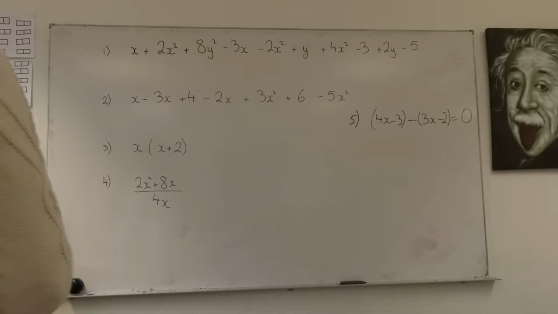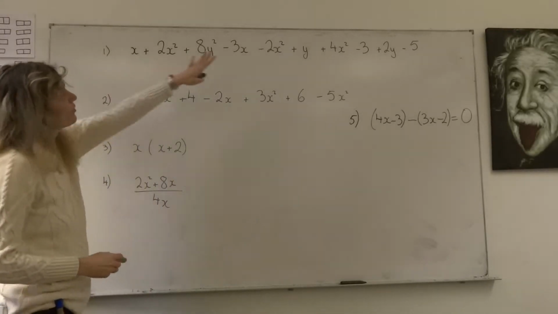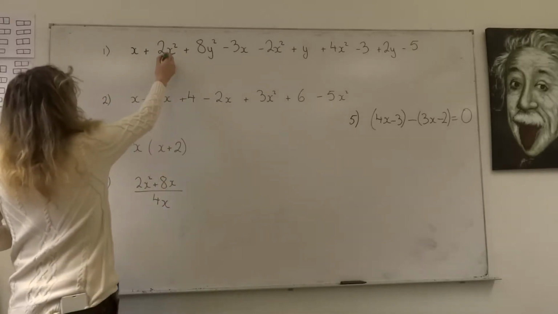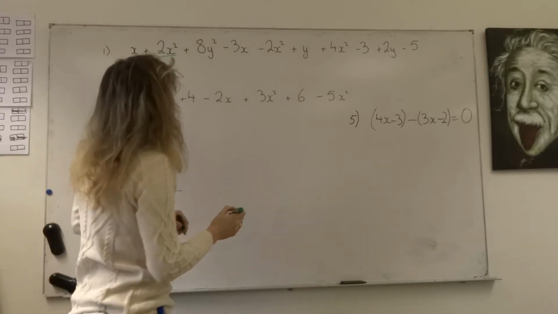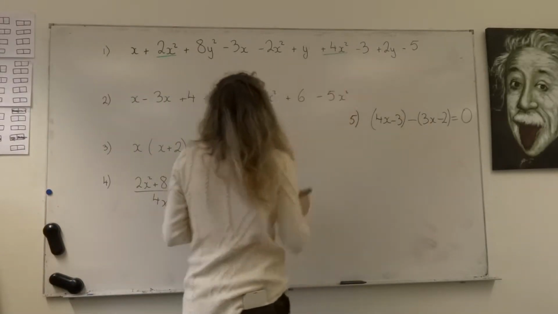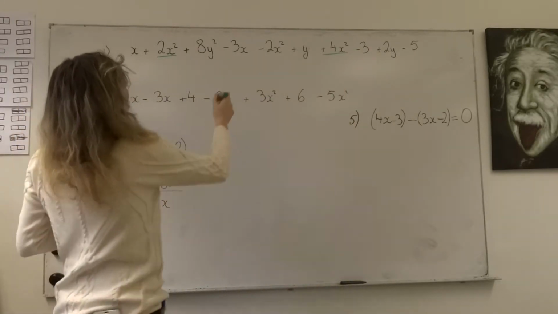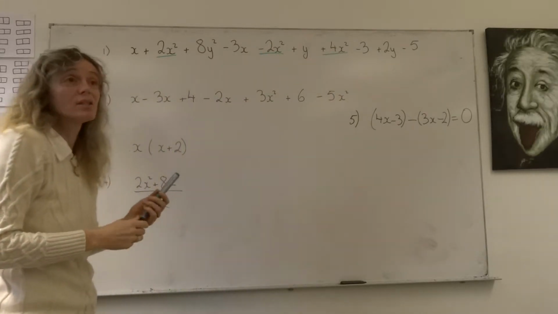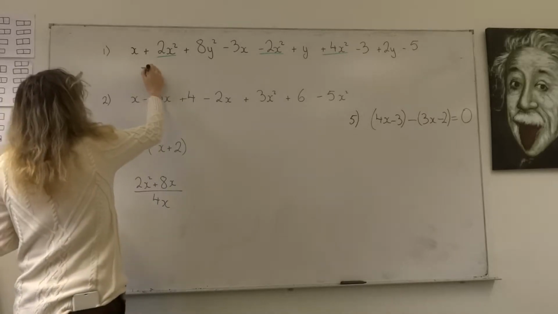Okay, these ones, simplify them. You're looking for like terms. So let's start with x squared. Here's 2. And here's 4. And here's minus 2. So 2 minus 2 is easy. And we've got 4 x squared terms left over.